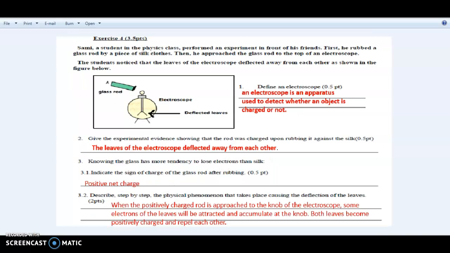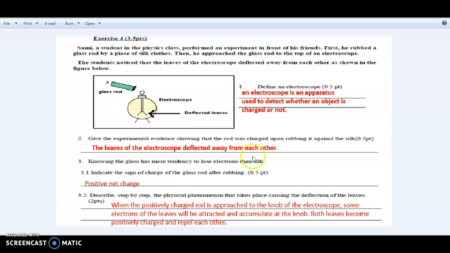Finally, exercise 4. Sammy, a student in the physics class, performed an experiment in front of his friends. First, he rubbed a glass rod with a piece of silky cloth. Then he approached the glass rod to the top of an electroscope. He approached, he did not put it in contact. The students noticed that the leaves of the electroscope deflected away from each other as shown in the figure below. So, define an electroscope.